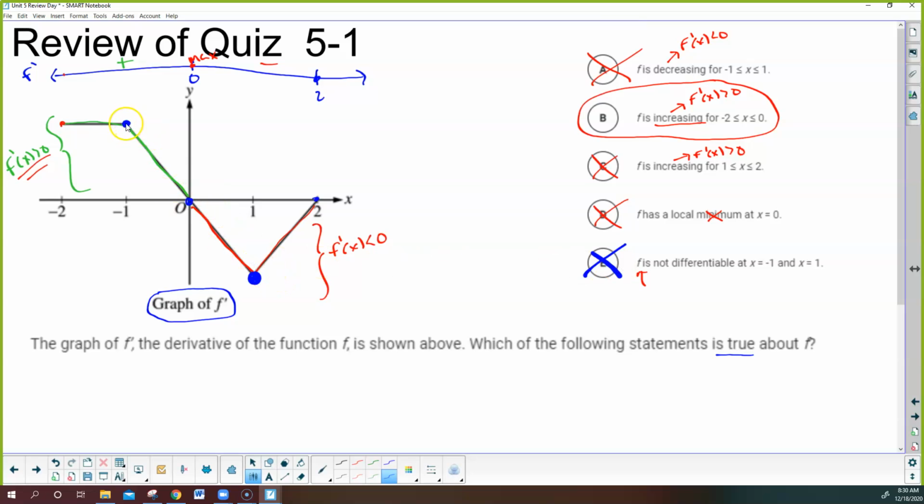Now, if we were to look at what do these corners mean, because some students are like, well, wait a minute, I thought you said corners meant it's not differentiable. That's true, but if this is the graph of f prime and we're comparing the slopes of this graph, then we would be talking about the second derivative. So the second derivative is undefined at these 2 points because of the corners. All right, so there's the first one.